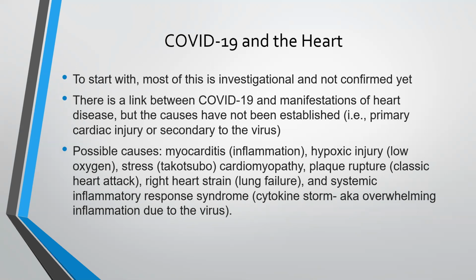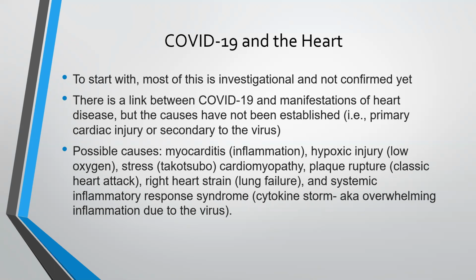There is a link between COVID-19 and manifestations of certain heart diseases, but we haven't really been able to establish the causes. For example, is it really the virus causing a direct heart issue, or is the virus causing something else and the heart's reacting to it? The virus itself can cause direct heart muscle weakness by directly infecting the heart or by causing an inflammatory response. It could cause something called a hypoxic injury, which is low oxygen. If it affects the lungs and you don't have enough oxygen, the heart feels that. And to a large degree, if that happens, the heart can actually get weakened.